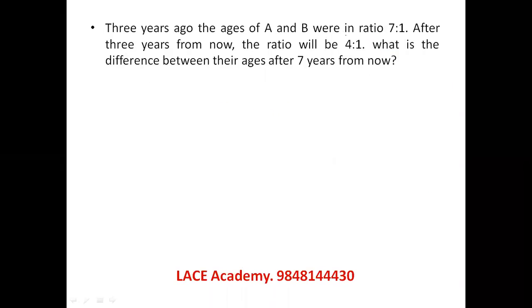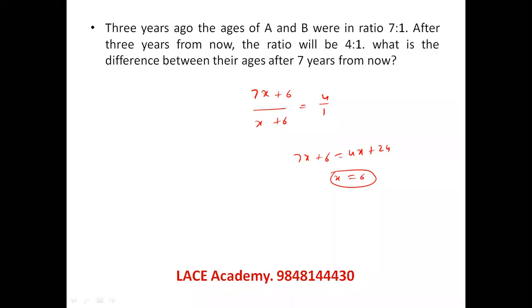3 years ago, A and B were in the ratio 7:3. So 3 years ago, their ages were 7x and 3x. 3 years from now, that means 6 years total have passed, it is 4:1. So you can see 7x plus 6 equals 4x plus 24. So 3x equals 18, x equals 6. So 3 years ago, their ages were 42 and 18.